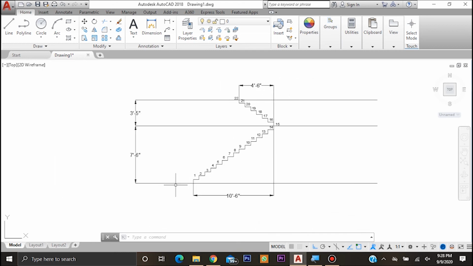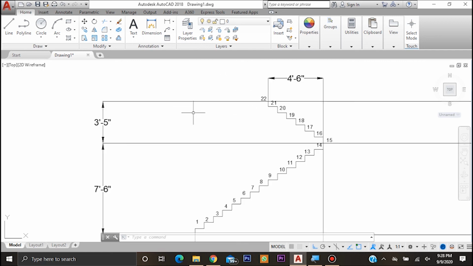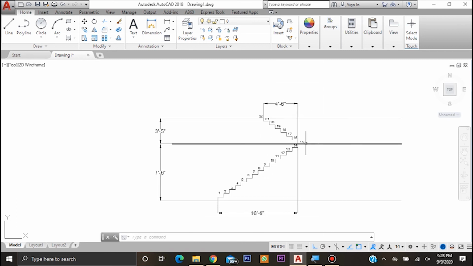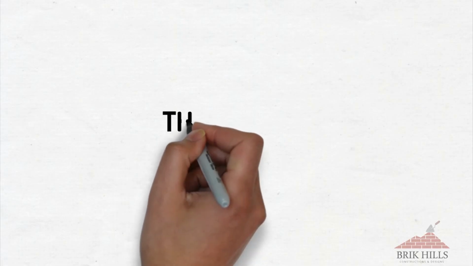In a similar way you can draw steps according to the height of the building, according to the height of the lintel levels, according to various levels. This is the easiest method to find out the number of stairs required, and also how to draw the staircase. I hope you all understood.